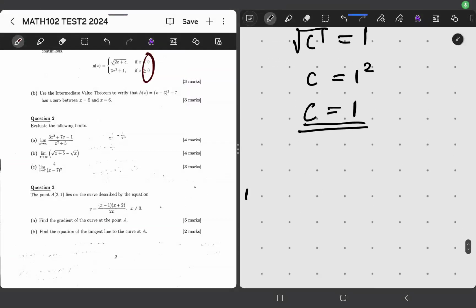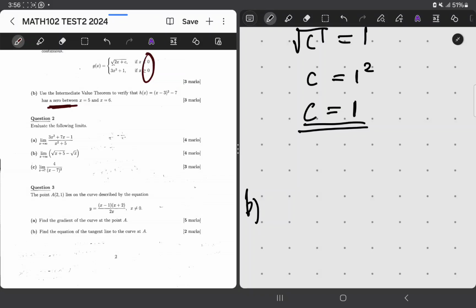Number 1b, which is saying use the intermediate value theorem. If I ever see anyone struggling with this one, I'll run away from you. Okay, the intermediate value theorem is the easiest thing on earth, because all you do is you substitute the two x values, and you see if there is a sign change.